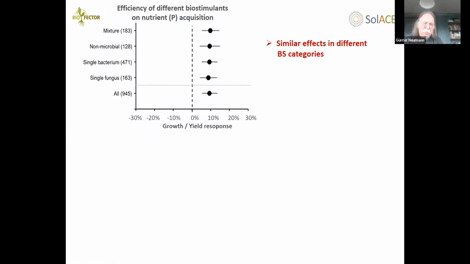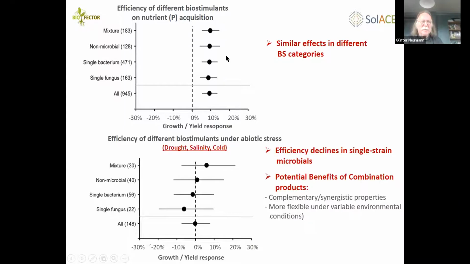This, of course, is good news because this means we have a broad range of products available which can be effective. It also raises the question why we did not consider any non-microbial biostimulants in SolACE, because particularly for stress protection, the use of non-microbials is much more widespread in practice. I addressed this point at the beginning in the preparation of the project, but finally it was the general agreement to concentrate only on microbials.